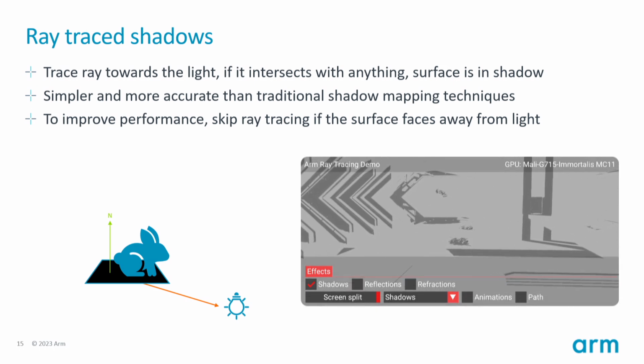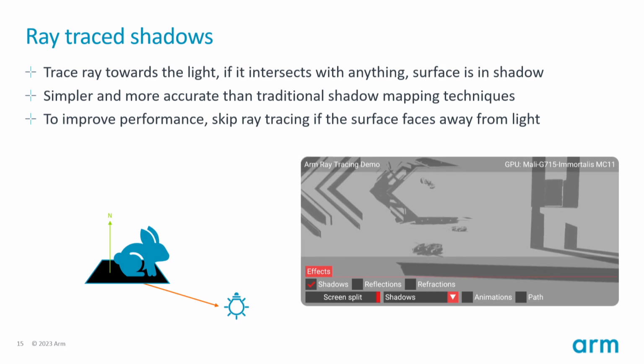So that's a debug view, where we isolate the shadow path.